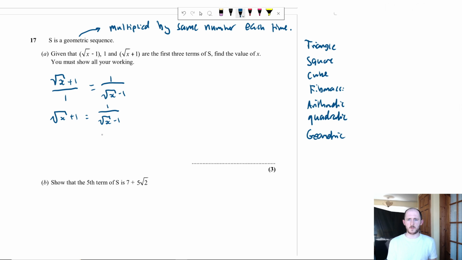So how do I solve this? Well, again, I'm just going to rearrange this quite naturally. So I'm going to times both sides by root x minus 1. Both sides. So we're left with root x plus 1, root x minus 1 equals 1. So root x times root x is x. Root x times minus 1 and then plus 1 times root x is going to cancel. So it'll be x minus 1 is equal to 1. So x is just equal to 2.